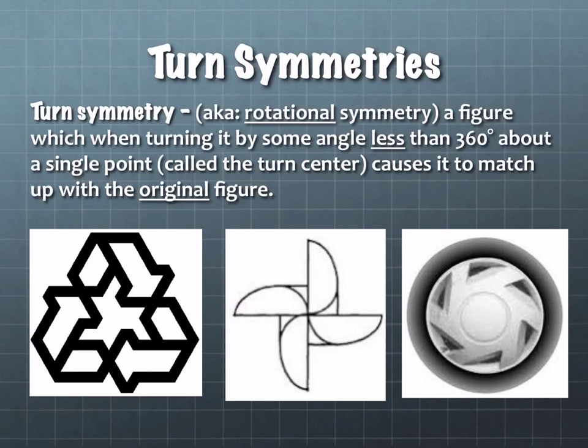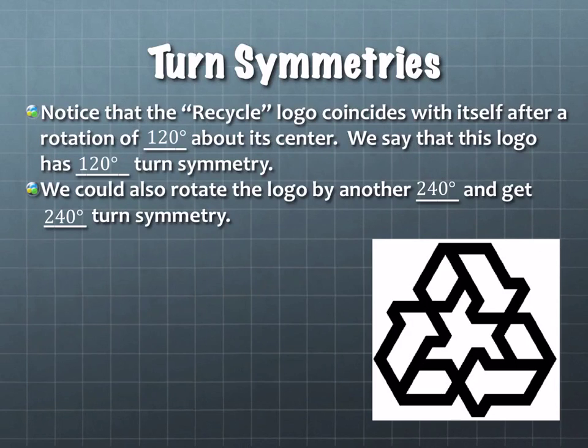And all of these objects have this. We're going to talk about the first two. The first one is what symbol? Where have you seen that? It's a recycling symbol. So notice that the recycle logo coincides with itself after a rotation of 120 degrees. I'll talk about where that number comes from in a second. Because it works for 120 degrees, we would say that this logo has a 120 degree turn symmetry.